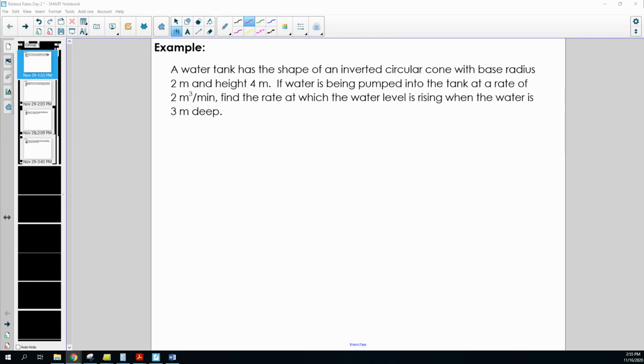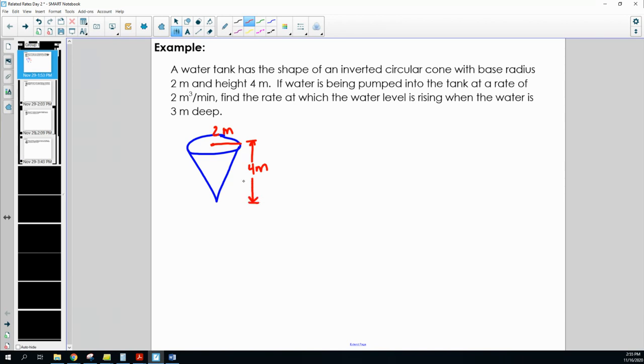In this video, we're going to look at a couple of more advanced related rates problems. So here we have a water tank that has the shape of an inverted circular cone. Here's an inverted circular cone with a base radius of 2 meters. So the base radius is going to be here, and we'll make that 2 meters, and a height of 4 meters. So 4 meters is our height.